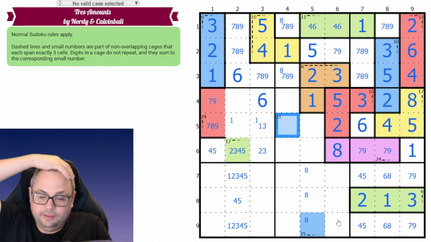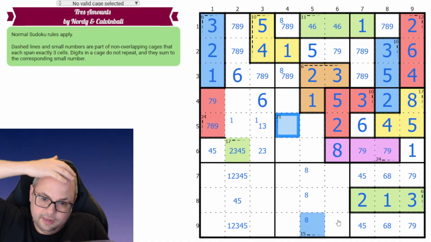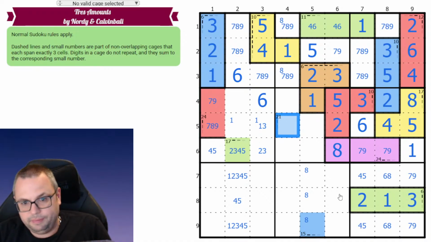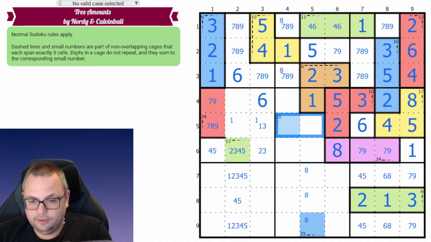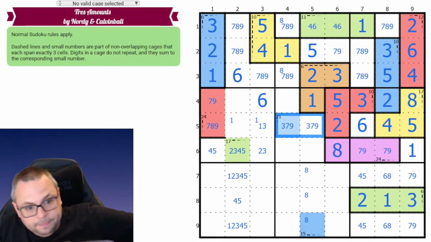Screaming Ice Cube says this is quite restricted. So let's just do this pair of cells, I suppose. So they can't be 1, 2. They could be 3. They can't be 4, 5, 6. And they could be 7. And they can't be 8. And they could be 9.